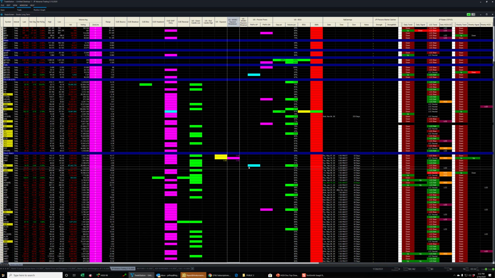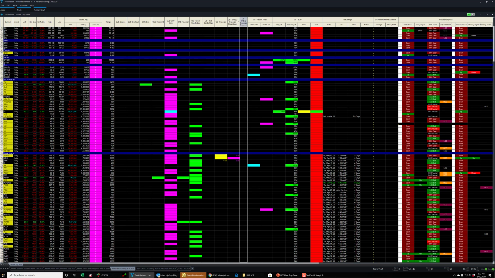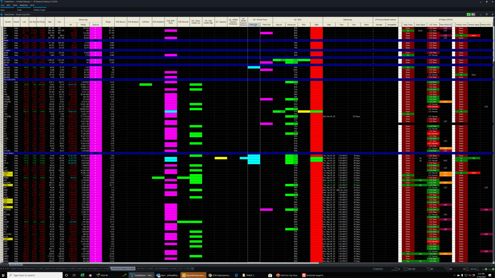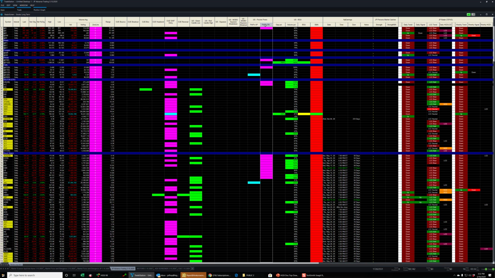Mobile breakdowns from a squeeze, I would have WEC. Mobile breakouts from a squeeze so far, I've got a couple, Clorox and General Mills. How about pocket pivots up? Four of them. Pocket pivots down, a little bit more.